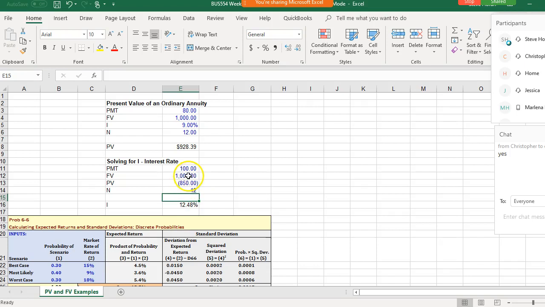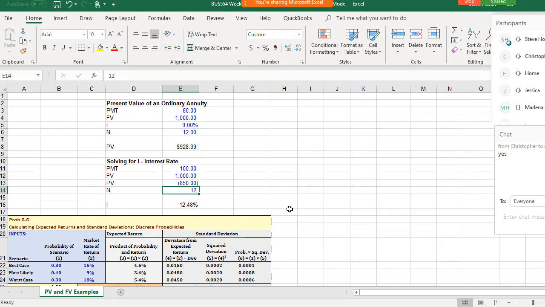Now the key with future value and present value when you're solving for I is typically you enter the present value as a negative and the future value as a positive. Okay, so just keep that in mind. I can do this backwards, and it gives me a different answer. So that's what I have to be worried about. Generally the future value is positive and present value is a negative. Okay, so that gives you 12.48%.